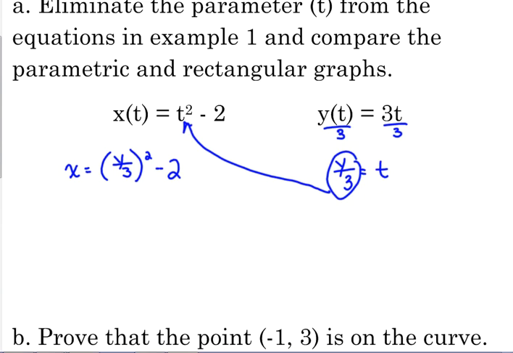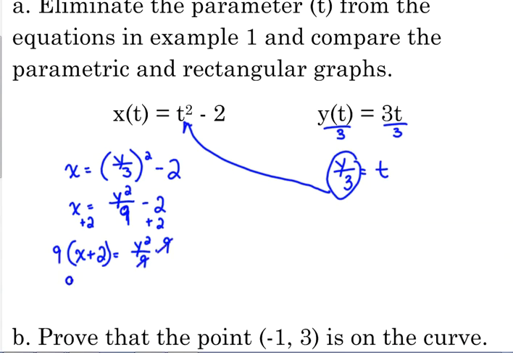Now we're trying to compare this to the rectangular system, so we need to solve for y. So we need to square the y, square the 9. We're solving for y, so we need to add 2 to both sides. We're dividing by 9, so we multiply both sides by 9. You can distribute that out if you really want to. I'm just going to leave it in parentheses. If we're fully solving for y, then we need to take the square root.